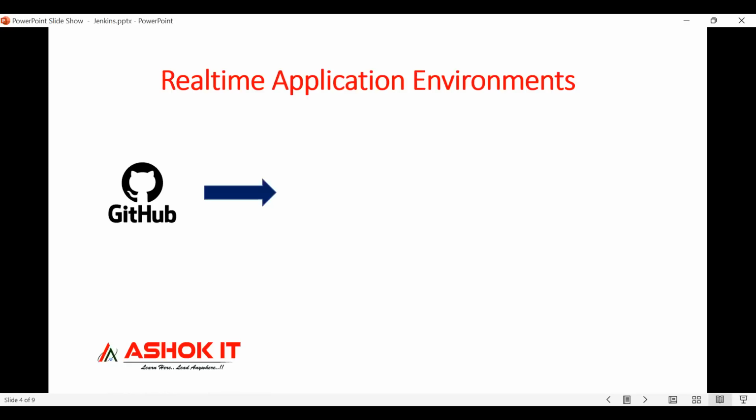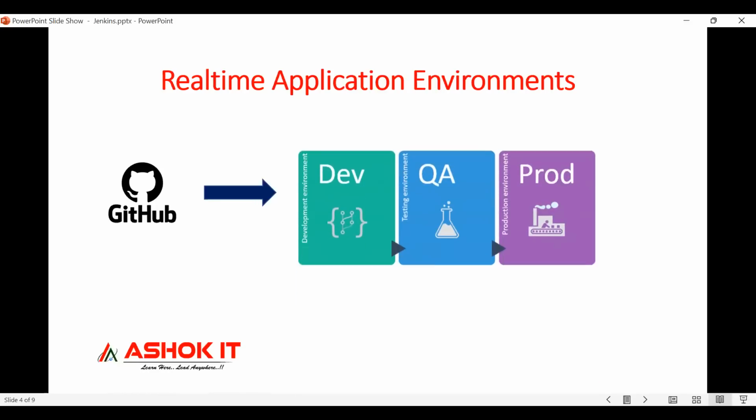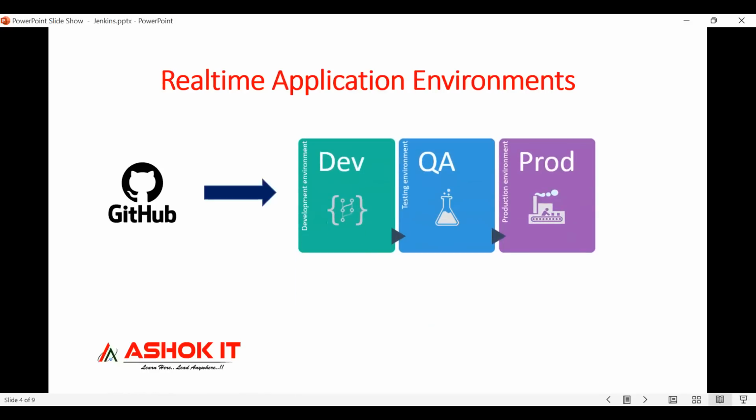What is the meaning of environment? Environment is a platform which is used to run the application. What environments will be available in real time? In real time, we will have several environments like dev environment, QA environment, prod environment. Dev environment is nothing but a development environment.